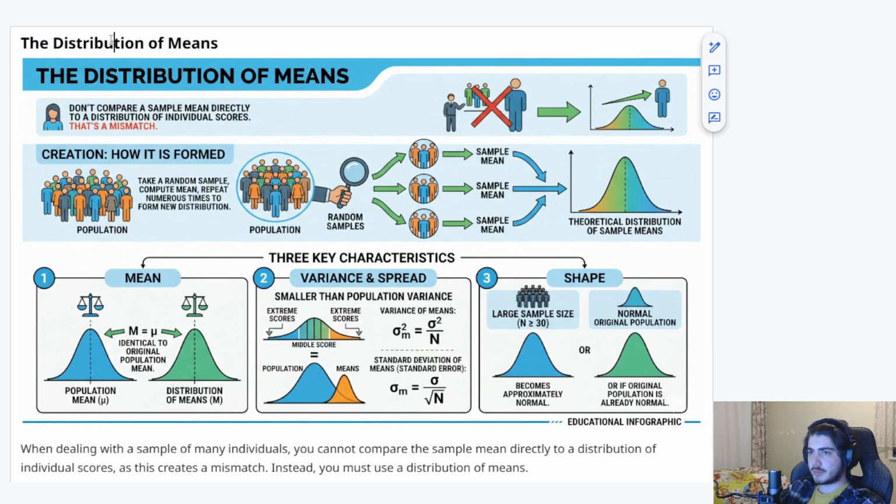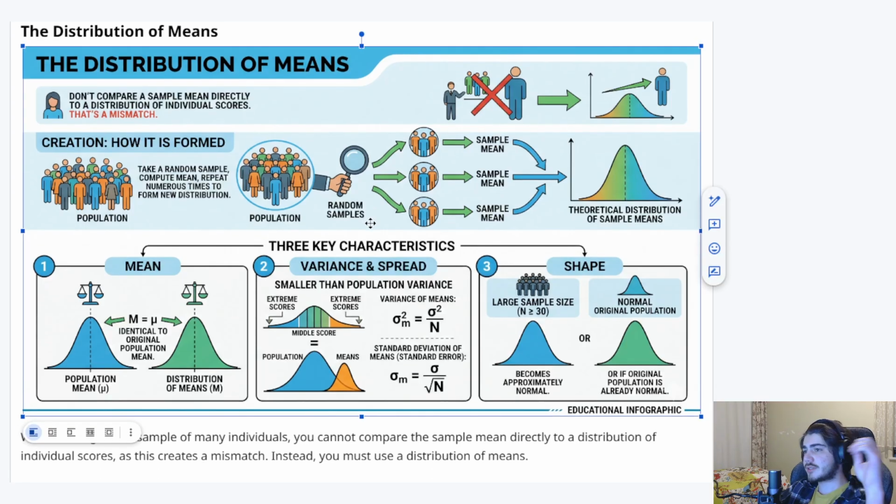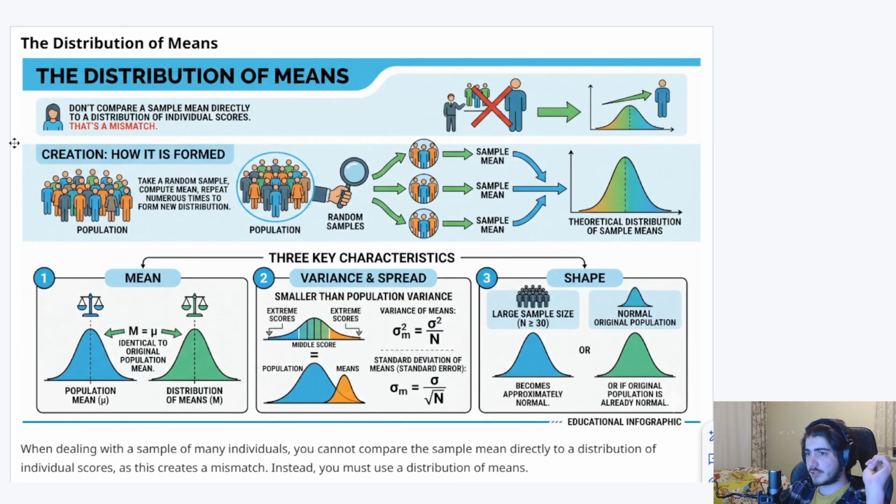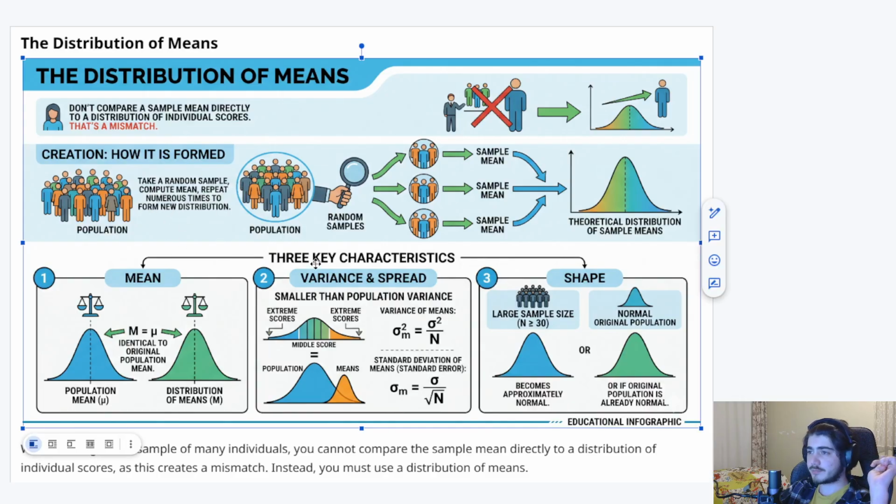Okay, now we are going to talk about the distribution of means. Don't compare a sample mean directly to a distribution of individual scores, as that's a mismatch. Now, why does this happen? Let's first look at how it's formed. You take a random sample, compute the mean, repeat numerous times to form a new distribution.